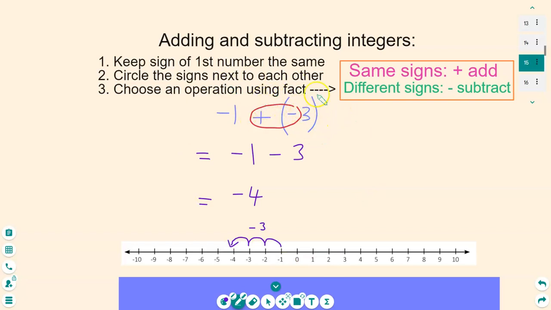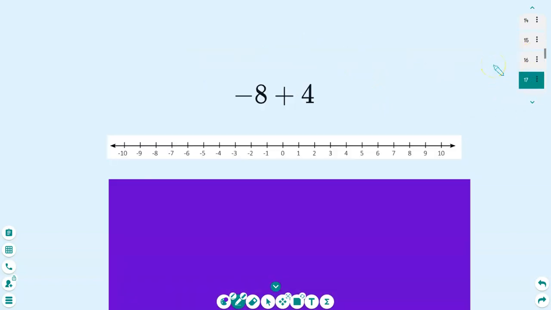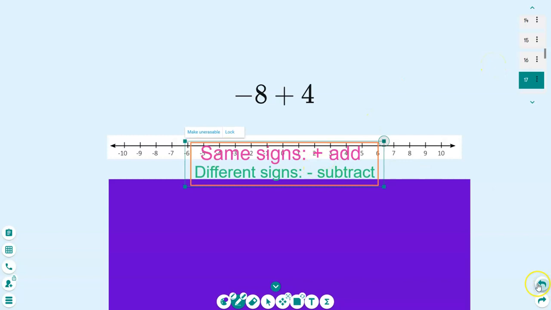Need to circle those signs next to each other and make your life simpler by choosing an operation. So same signs add, different signs subtract. I might just copy that. You might want to make a note of this little strategy. I'll keep this up here.